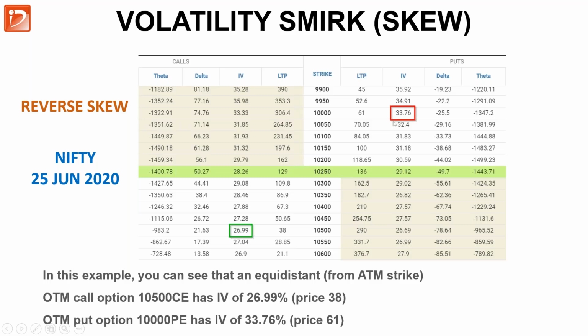As you can see here, the IV of the put option is higher, 33.76, while the call option is only 26.99. So a huge difference in the IVs. And you can also see the price is less for the call option compared to the put option. So as I showed here, the call option has low IV compared to the put option.